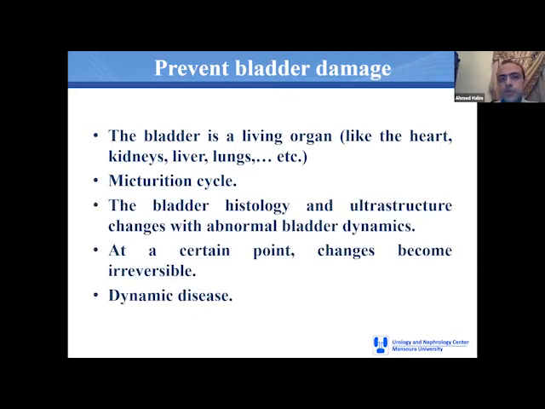If this cycle is disturbed and the bladder dysfunction is left untreated for a long time, the bladder will try to overcome the increased workload by detrusor hypertrophy initially. But if this dysfunction is not addressed or treated, the bladder histology and ultrastructure will change, with increased deposition of collagen, and the bladder wall becomes stiff or less compliant. At some point, this damage becomes irreversible. So we have to keep this idea in our minds, and try to address the bladder dysfunction as early as possible to prevent irreversible bladder damage. We also have to keep in mind that spina bifida in particular is a dynamic disease, and the bladder dysfunction may change over time.